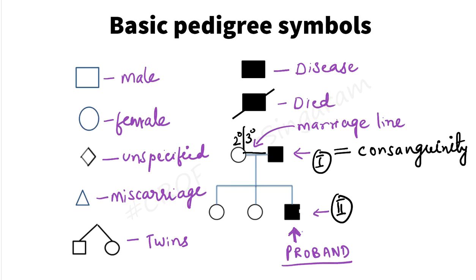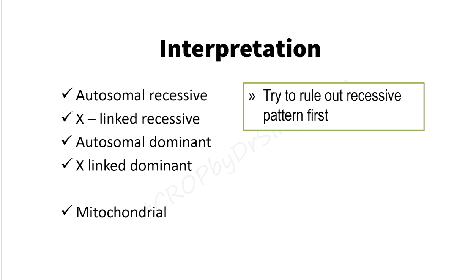These are the basic pedigree symbols which everyone should know before you interpret the pedigree chart. All of you might have studied about different types of inheritances which we can interpret from the pedigree, which includes autosomal dominant, autosomal recessive, X-linked dominant, X-linked recessive, which are all examples of Mendelian forms of inheritance. Also to be remembered, one non-Mendelian form of inheritance can also be interpreted from the pedigree, which is mitochondrial.